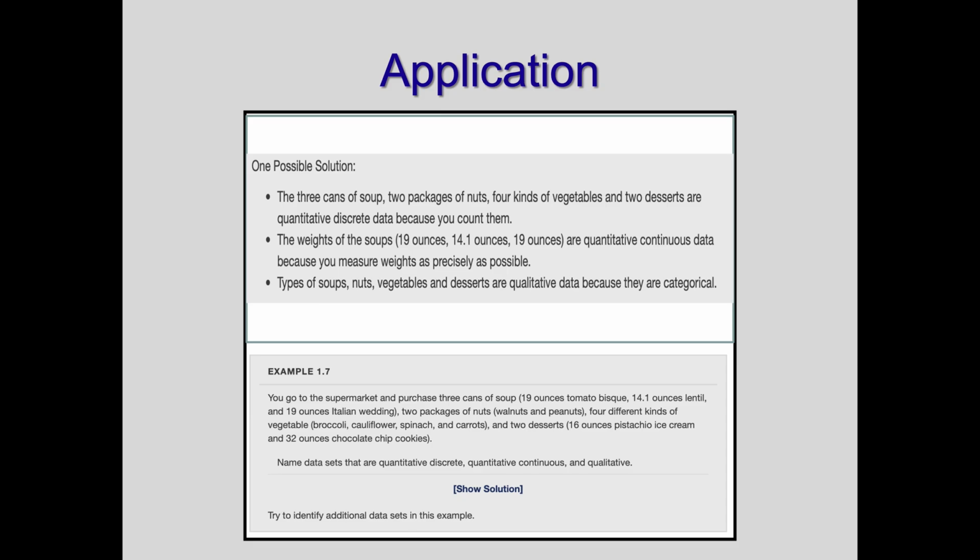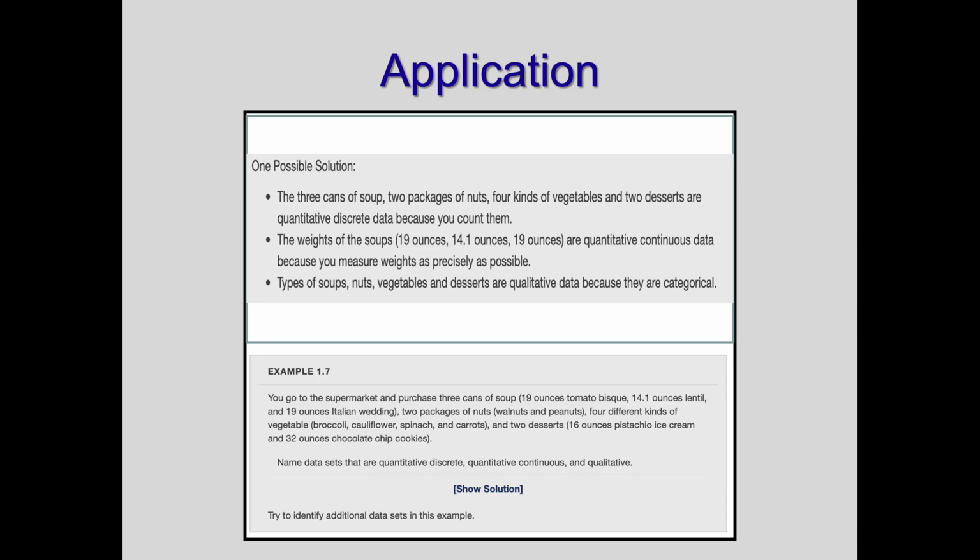So one possible solution, there are many that you could come up with. As far as the 3 cans of soup, the number of cans of soup, the packages of nuts, the 4 kinds of vegetables, the 2 desserts, that's quantitative because it's about numbers and so on, but it's discrete because you can count them. That's the big thing with discrete data, is that they're countable.